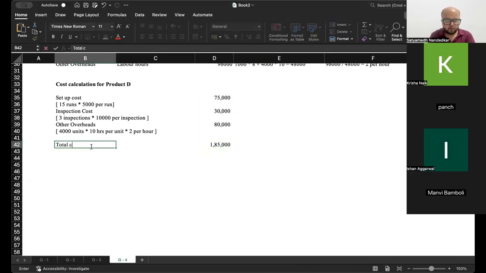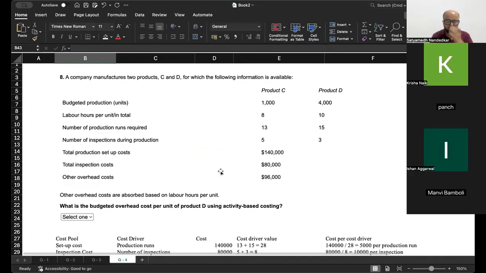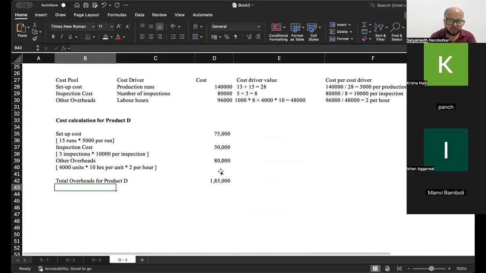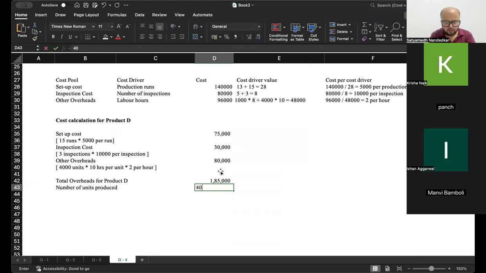This is total overheads for product D. And how many units did you make? You made 4,000 units, right? So what is the number of units produced? 4,000.